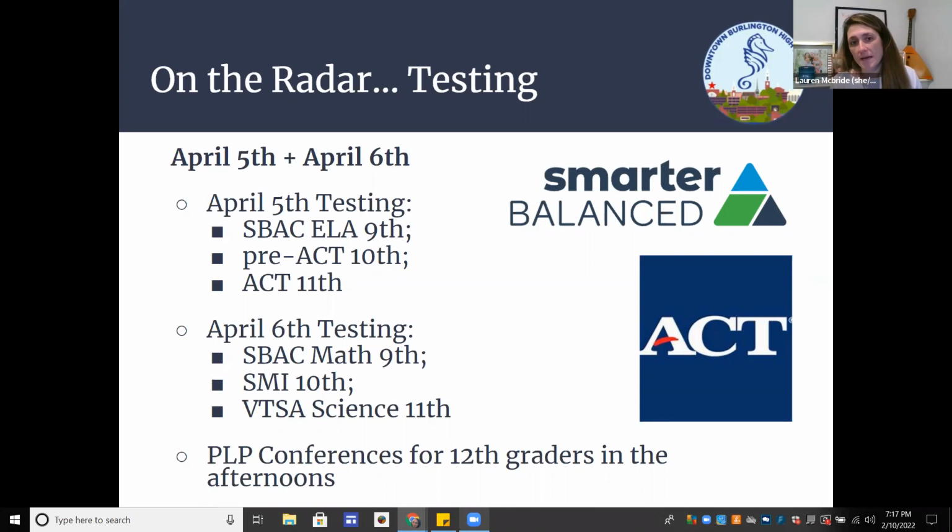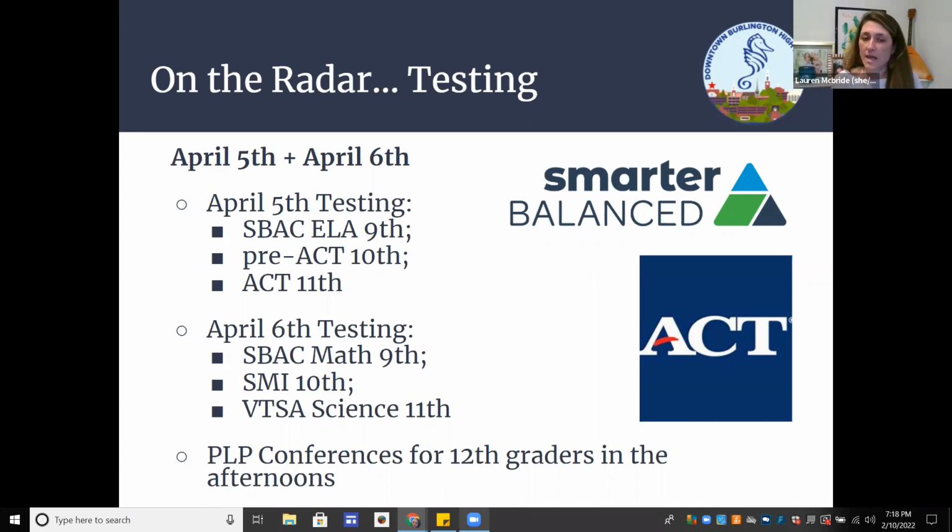So the 5th will be SBAC ELA for grade 9. Pre-ACT will be happening also on April 5th for all of our 10th graders. And those students that are opting in to take ACT will also be testing on the 5th. On the 6th, we'll have SBAC math testing that will be occurring.